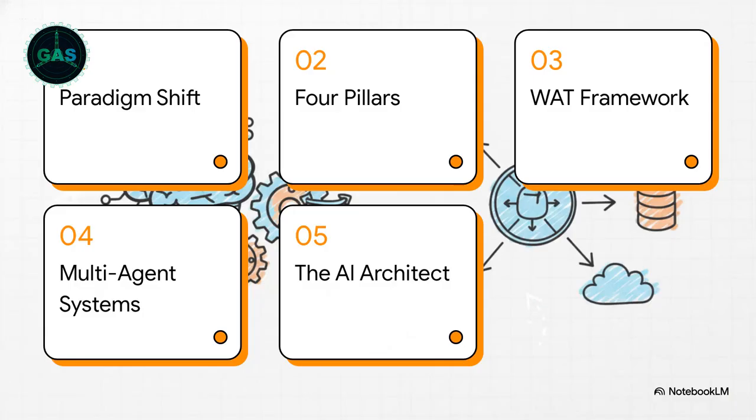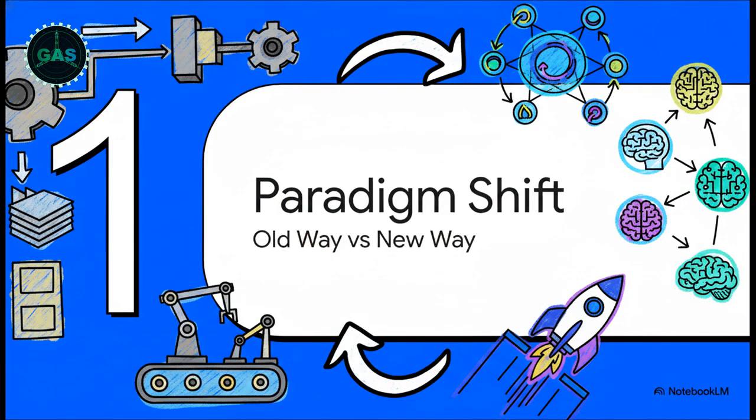We've got a packed executive briefing for you today. We're going to run through the paradigm shift, the 4 pillars of agentic AI, the WAT framework, multi-agent systems, and finally, your evolving role as the AI architect. Let's get right into it. Part 1. The automation paradigm shift.